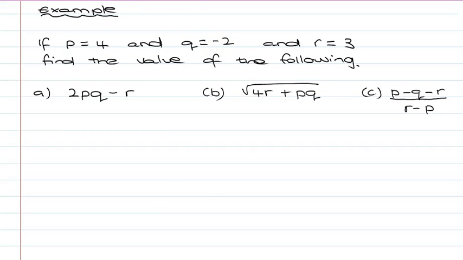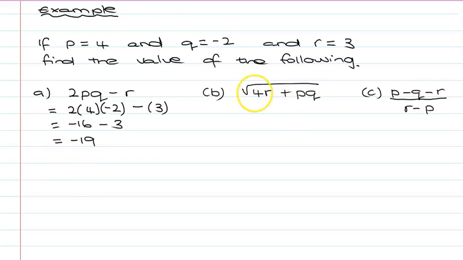Alright, so let's work out what 2pq minus r is. The first thing I'm going to do is substitute which numbers are relevant for this. So I've got 2 multiplied by p, which is 4, multiplied by q, which is -2, and then I'm going to subtract r, which is 3. Okay, so 4 times -2 is -8, multiplied by 2, so that's -16. And then I want to subtract 3 from that, so all in all our answer is -19.